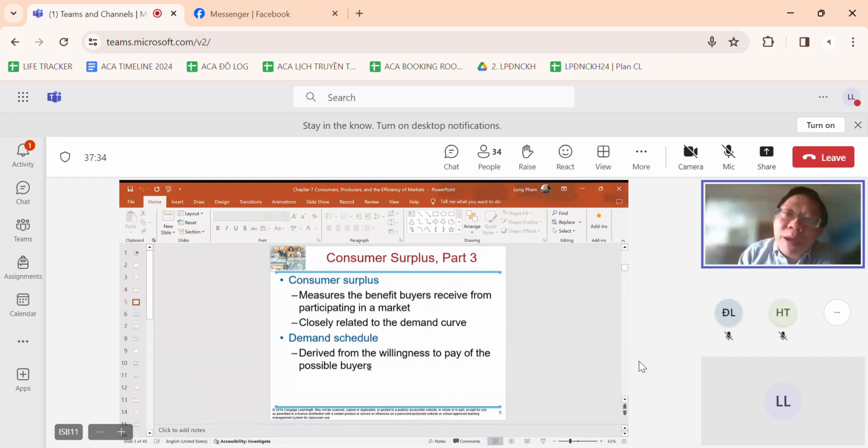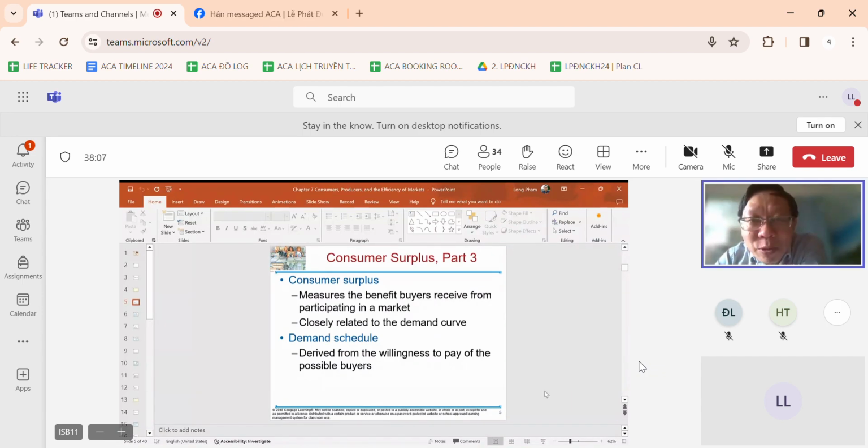And furthermore, if we study chapter 21, the theory of consumer behavior or individual behavior, we also try to explain why the demand curve is downward sloping. Very interesting. If you have time and want to read, please look at chapter 21, theory of individual behavior. So group 2 today, well prepared. You presented well on consumer surplus. Good.